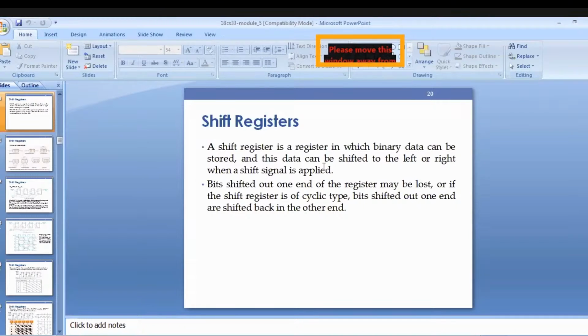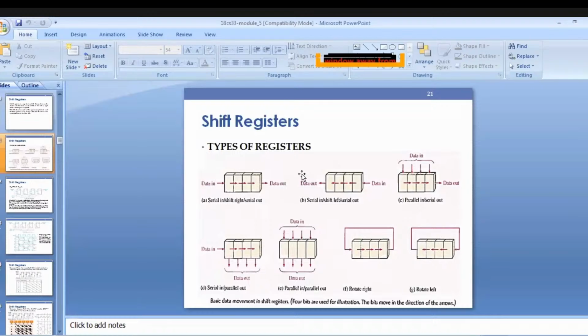See here, in the shift register, binary data can be stored, and after storing, that data can be shifted to the left or right when a shift signal is applied. Suppose any bit is shifted, either 0 or 1, at the end of the register it may be lost, or the register may be cyclic type. The bit shifted out is shifted back to the other end. That is also possible.